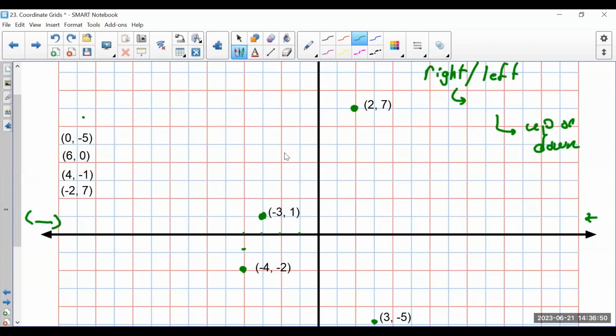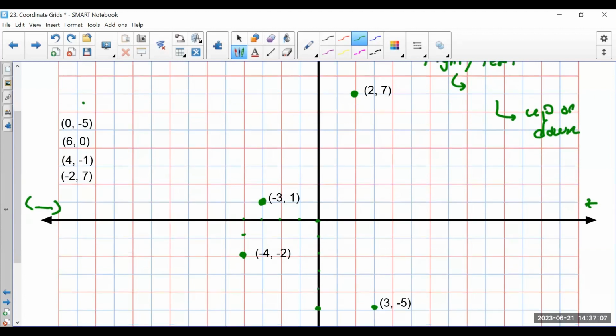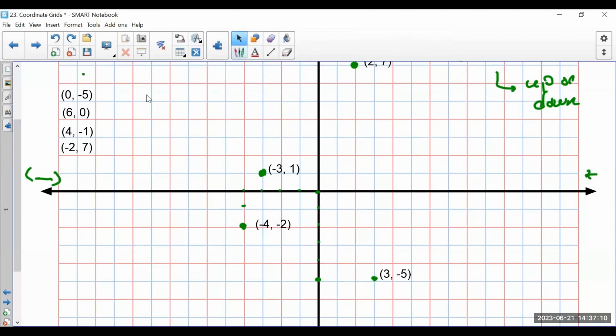Okay, first one, 0, -5. So 0 means left and right, we don't move at all. So we stay right here. But then we're going to go down 5. So 0, -5 is going to be 0 left to right, but then down 1, 2, 3, 4, 5. And we are now on the y-axis. This is not in a quadrant. It's on an axis between two quadrants. So you could say, well, it looks like it's in quadrant 3, but it also looks like it's in quadrant 4. Just say it's on the y-axis.